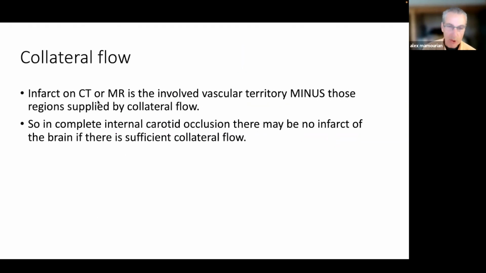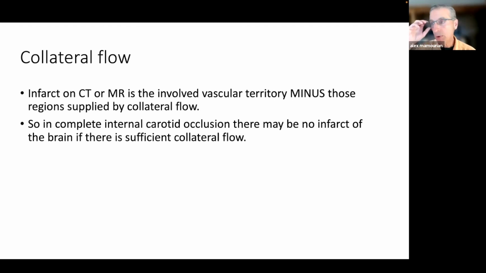So what you see on CT and MR is really a combination of the involved vascular territory minus those regions supplied by collateral flow. And collateral flow can be so ample that you'll see cases where the internal carotid artery is occluded, but the patient has no infarct of the brain.